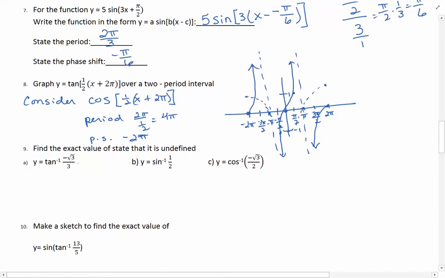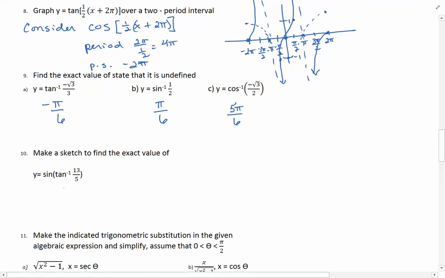Okay, on these problems you have to remember that the inverse tangent is defined, has a range between negative pi over 2 and pi over 2. So if you think about your unit circle, this is going to be true when you're at negative pi over 6. The inverse sine is 1/2 at positive pi over 6, and the inverse cosine is negative square root of 3 over 2 at 5 pi over 6. Okay.